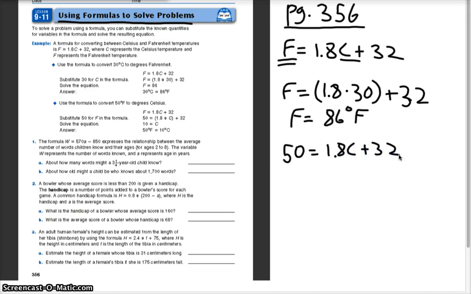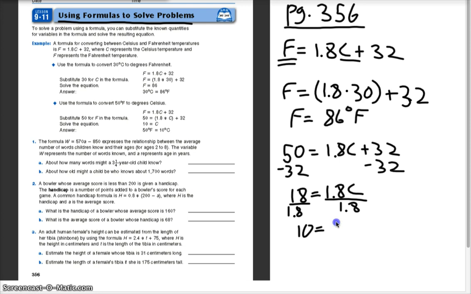So now we're trying to solve for C, and this is where algebra comes in. We need to get C all by itself. So the first thing we do is the opposite. We subtract 32 from each side, and then that would be 18 equals 1.8C. We divide both sides by 1.8 because multiplication is happening between 1.8 and C, and I know that it's going to be 10 degrees Celsius.